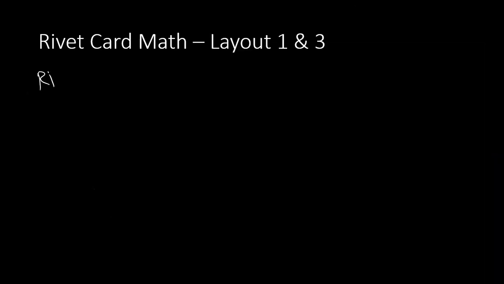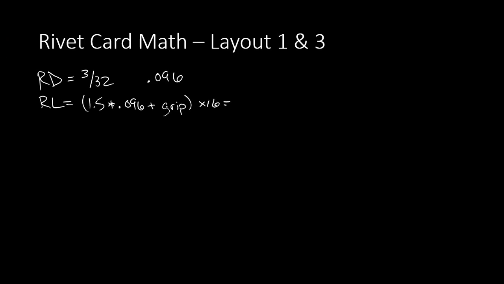So my given rivet diameter is 3/32, which you can use 0.094 or 0.096, either is acceptable. Rivet length, you're going to have 1.5 times my rivet diameter plus whatever my grip is times 16. Remember to round up. And then I got my max, my min, my layout.